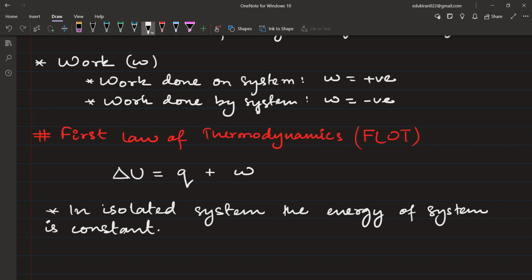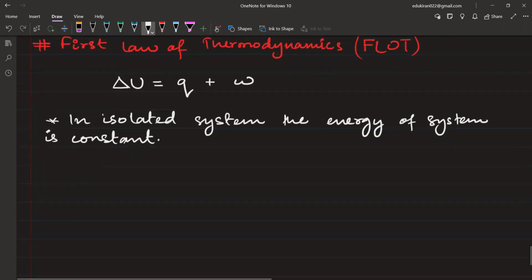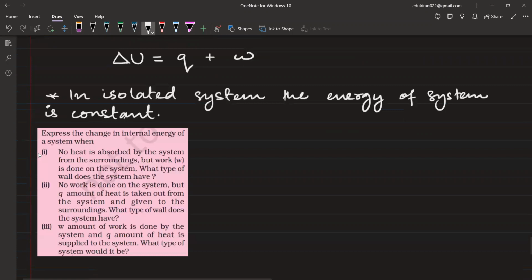All of you done? Yes or no? Please tell me. So read this question and tell me the answers. ध्यान से पढ़िएगा.